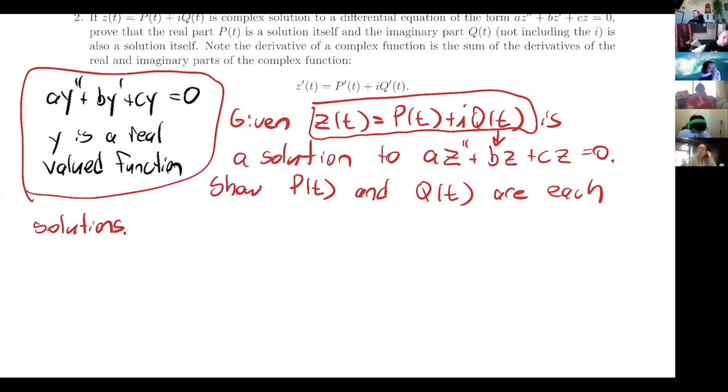So in order to plug that solution into the differential equation, we need to know what the derivative of z is. And we take derivatives of complex things just like we do real things. So I would take the derivative of the real part and then add to it i times the derivative of the imaginary part.